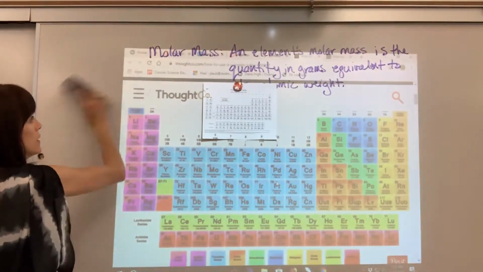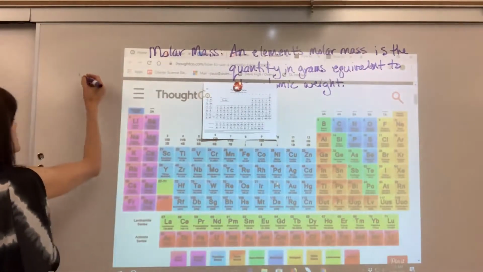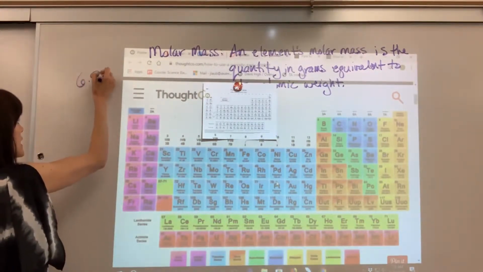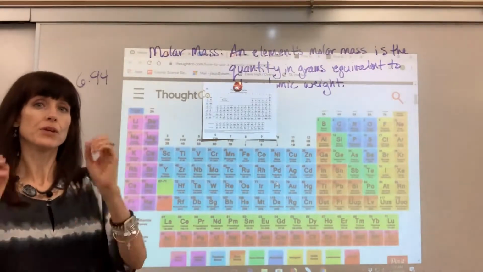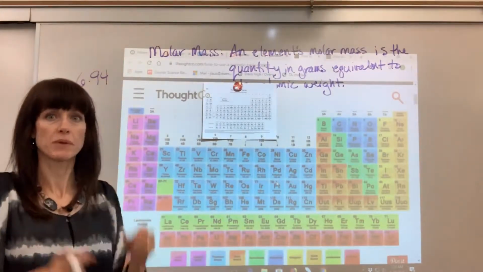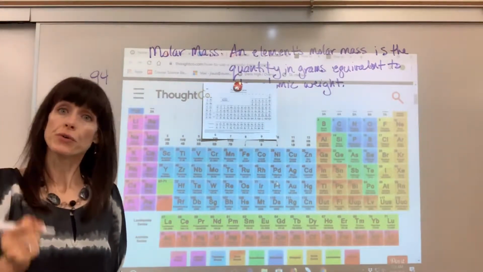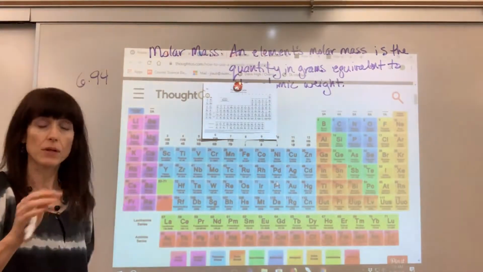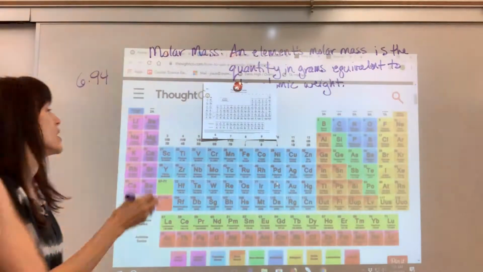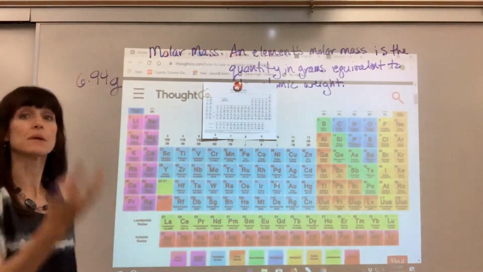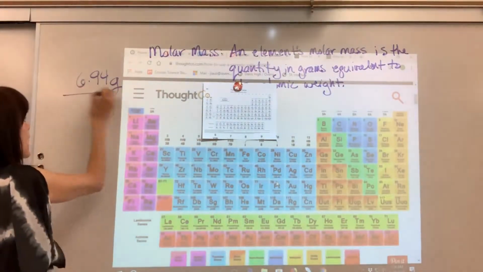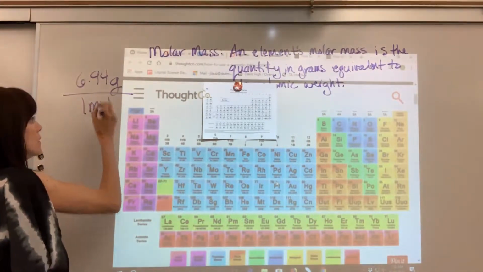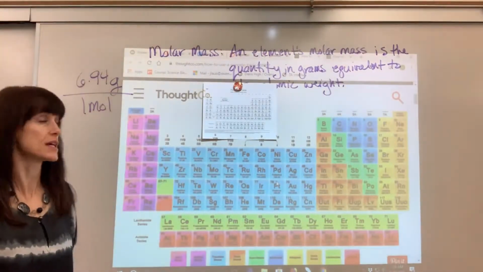Let's do another one. Let's take lithium. Lithium is 6.94. Now the unit, I've kind of danced around this, but now I'm going to give it to you officially. The unit for molar mass is grams per mole. The atomic weight that you see is always the grams. That's the mass if you have 1 mole of that substance.